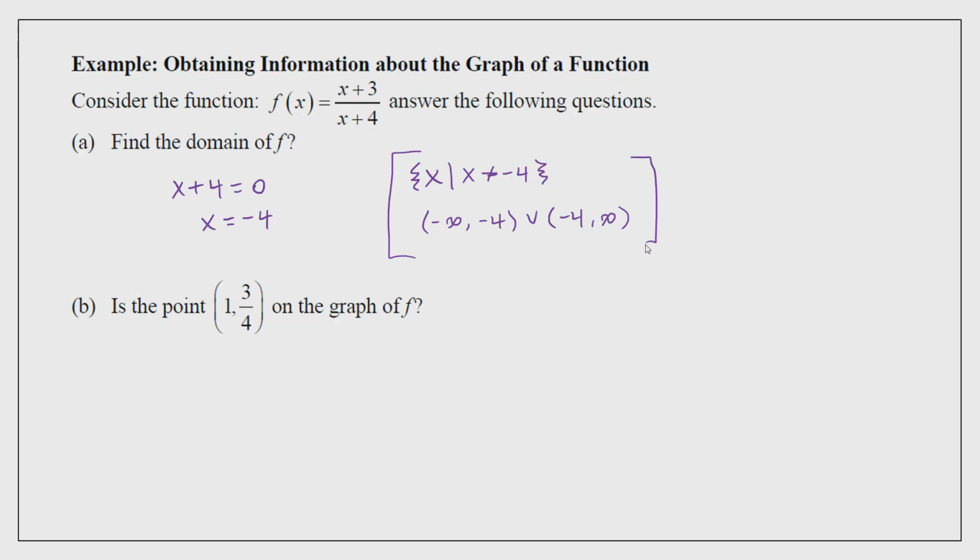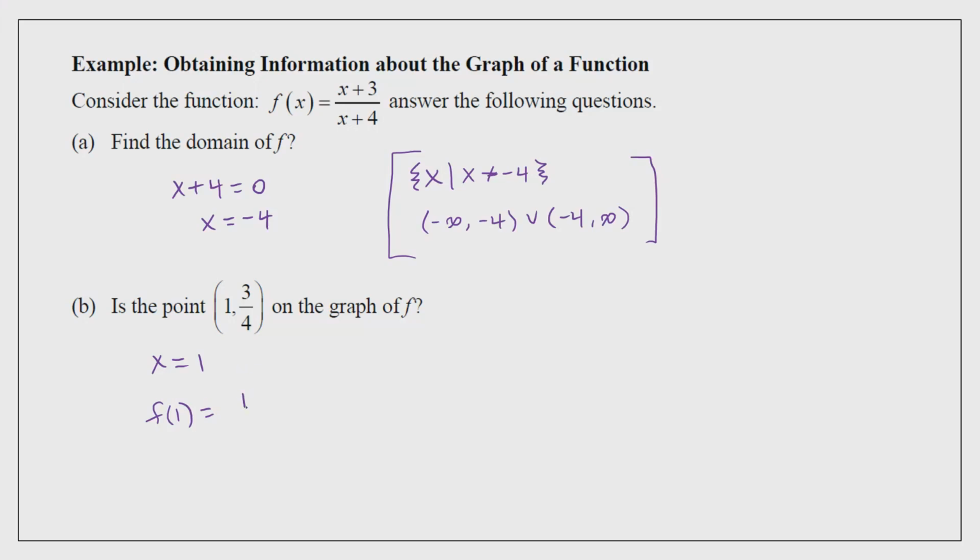Now B is asking, is the point (1, 3/4) on the graph of f? Well, to determine whether this point is on the graph, we need to evaluate our function at a specific x. So the x coordinate here is 1. So we're going to let x equal 1, and we're going to now evaluate f at 1. If this point is on the graph, then when we evaluate f at 1, we should get 3/4 as our answer. If we do not get 3/4, then we know that the point (1, 3/4) is not on the graph of f. So let's evaluate it.